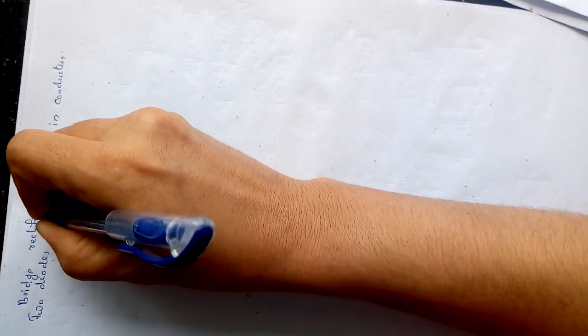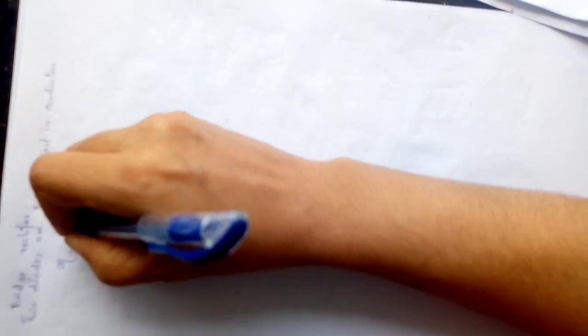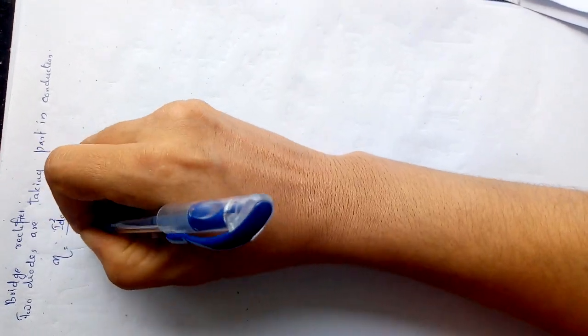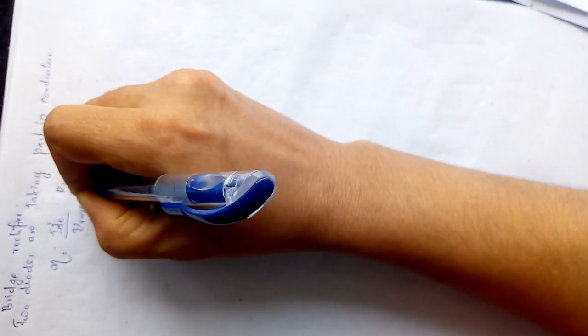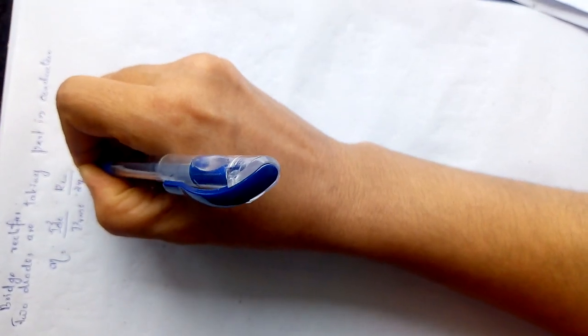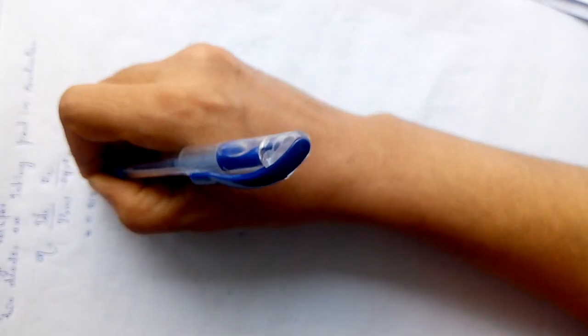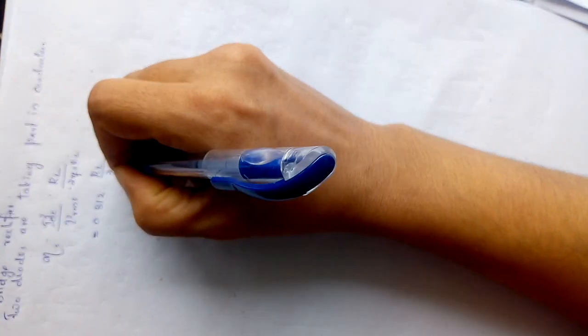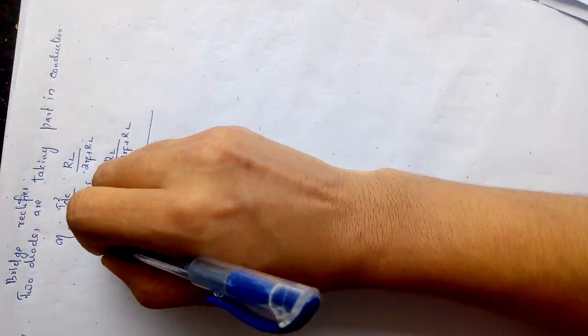So the only modification which we have to introduce is eta is equal to I square DC divided by I square RMS, then RL divided by 2 RF plus RL. This value which we have already calculated as 0.812, then into RL divided by 2 RF plus RL. This is the expression in the case of a bridge rectifier.